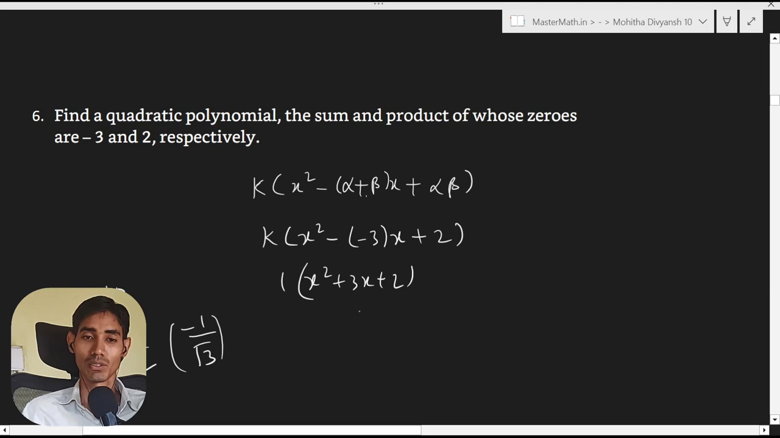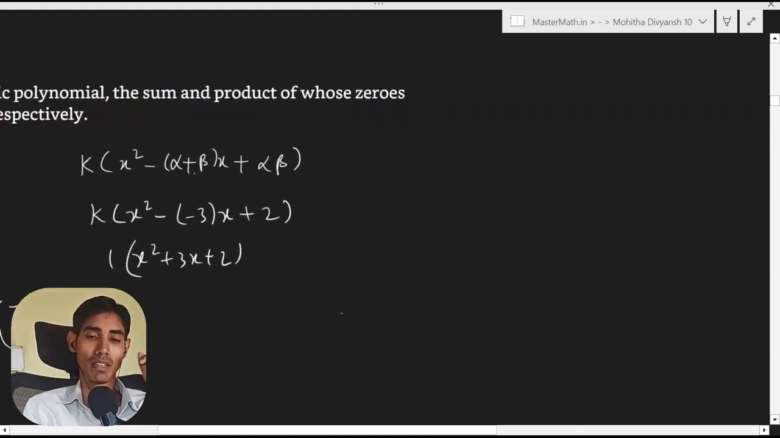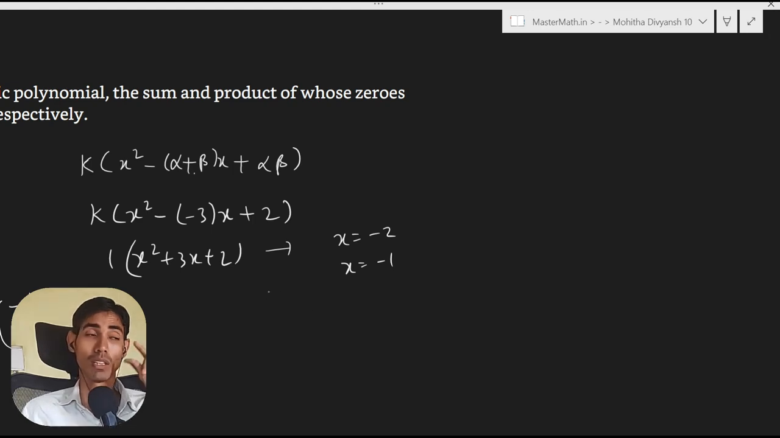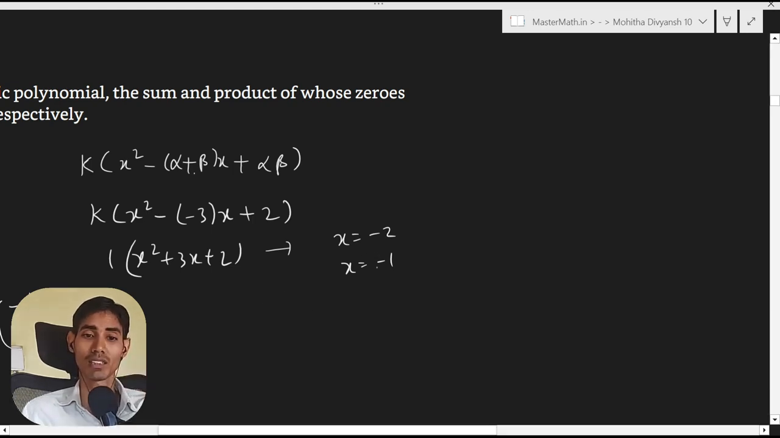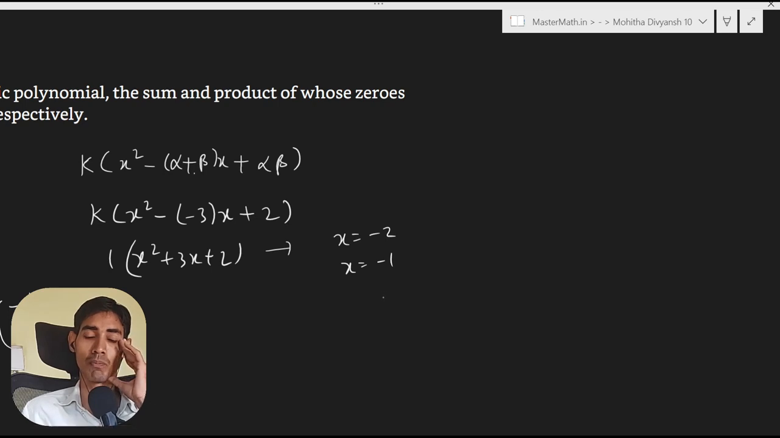All right. Now tell me if you can get the roots of this. Probably x is minus 2 and x is minus 1. These are the two roots you will probably get from these two sets of equations. The sum is minus 3 and the product is positive 2.